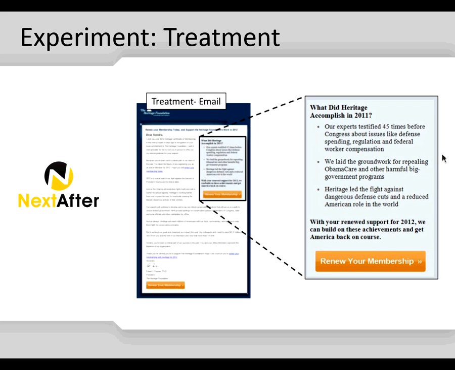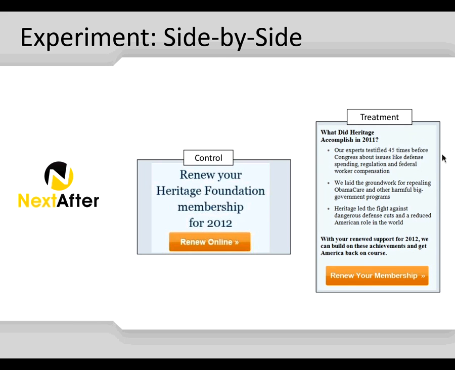The treatment, we said just in this one box, let's communicate what happened, what their membership accomplished in the previous year, and then ask them to renew their membership. So you can see them side by side. The control just tells them what we want them to do. The treatment says here's what you should do and here's why you should do it.